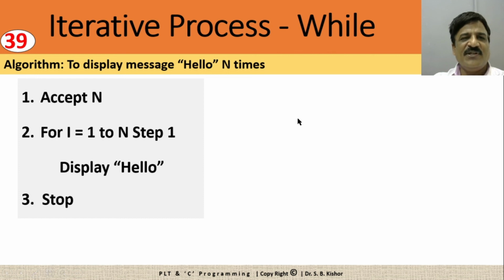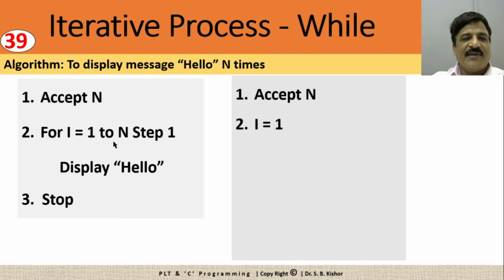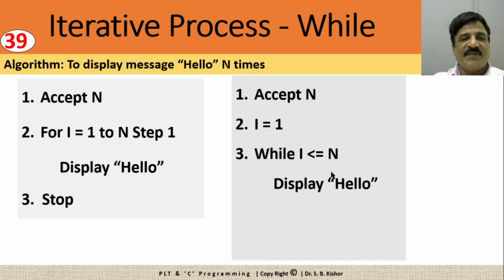Now the same problem using a while loop also. So again accept the number, then initially the value of i is what? 1. Then while i is less than or equal to n, what are you going to do? Display the hello message and then increment the value of i by 1, and this process will continue as long as this condition is true. The moment this condition becomes false, the control will be transferred to the next statement that follows the while loop. In this case it's stop.